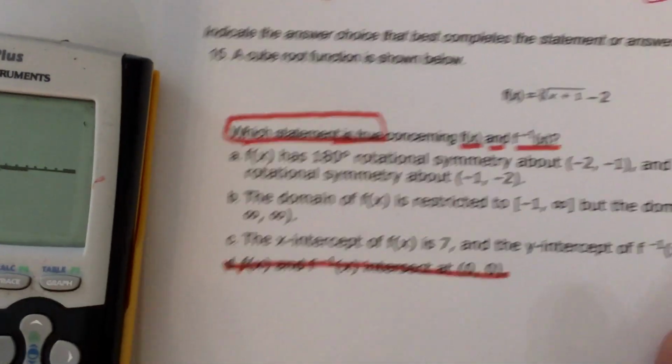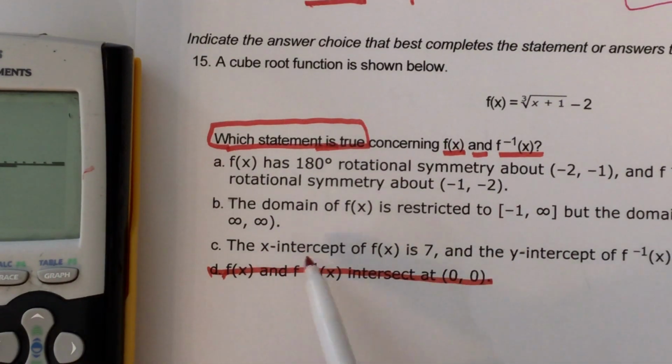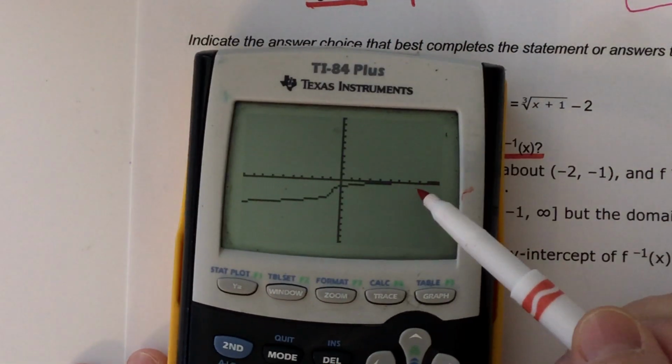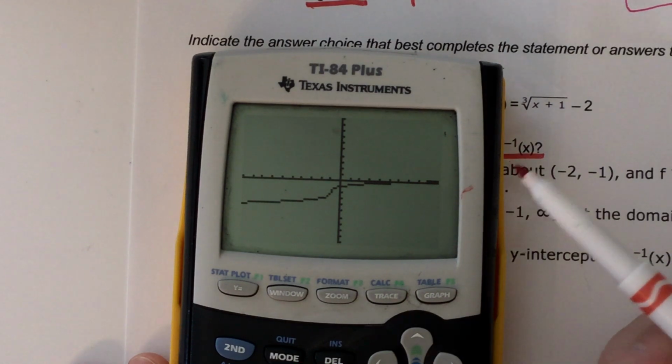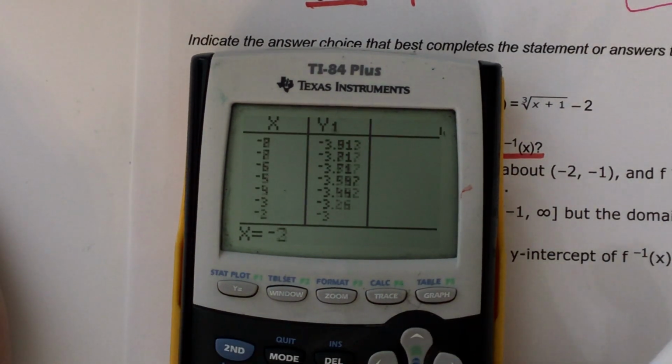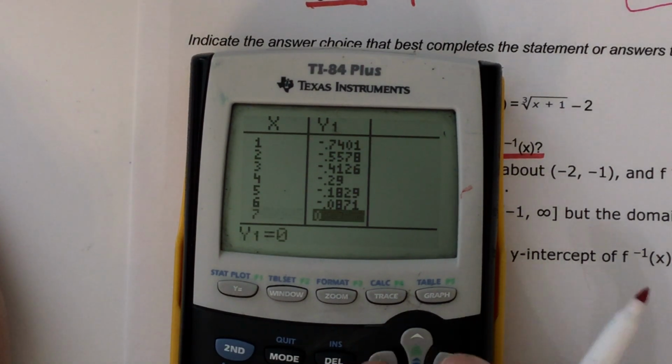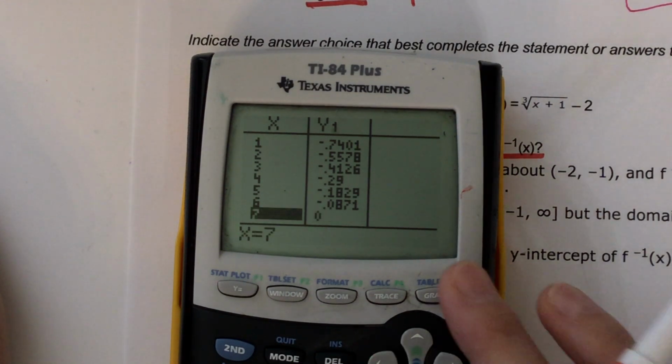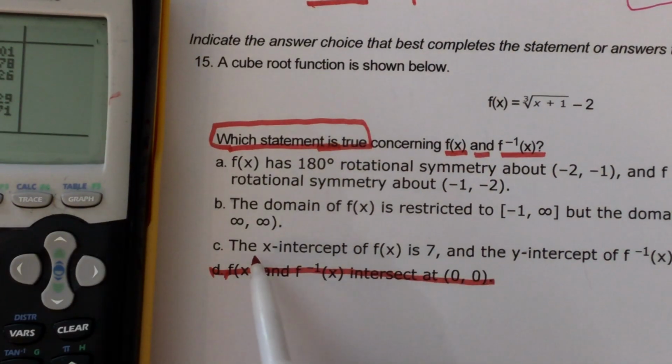Now C is really easy to figure out. It's asking if the x-intercept of f of x is 7. So it's asking, does this graph touch the x-axis at 7? It's hard to tell from the picture, so let's go to the table. I'm going to go to where x is 7, and sure enough, there's a 0 there. So yes, the x-intercept of this graph is 7. That's what this is saying, the x-intercept of f of x is 7.